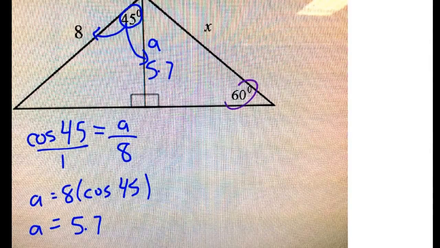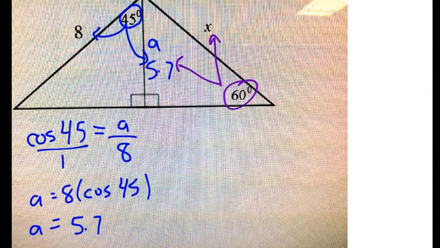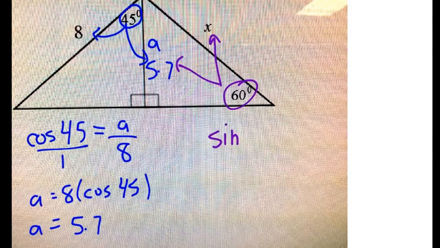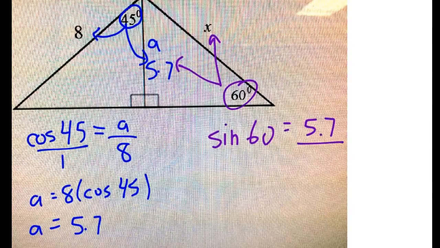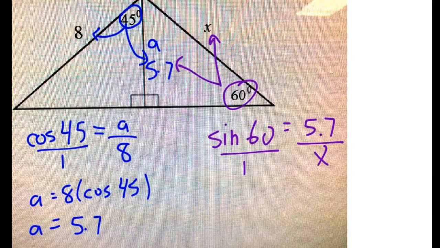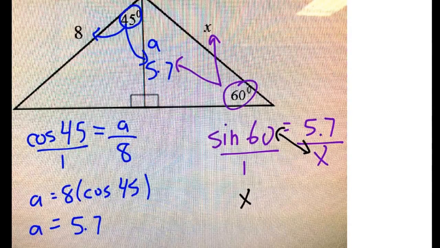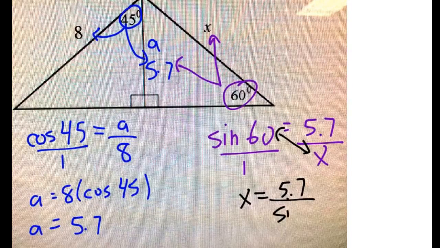So using the 60 degrees now, the 5.7 is our opposite side, x is our hypotenuse. So same setup, except because it's opposite and hypotenuse, we want to use sine. So sine 60 equals 5.7 over x. Cross multiply, and remember in these kind of cases we looked at yesterday, when the x is on the bottom, it's sometimes a good trick to flip those around, so you can write it as x equals 5.7 divided by sine 60.